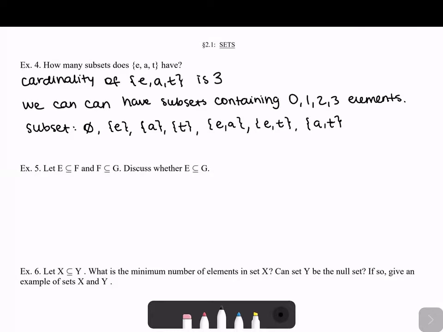And lastly, we have the set containing all 3 elements, right? E, A, and T. So this one is the subset that's not proper, the one that has all 3 elements. It's the exact same as the set. So these are the subsets, and we have 1, 2, 3, 4, 5, 6, 7, 8 total subsets.